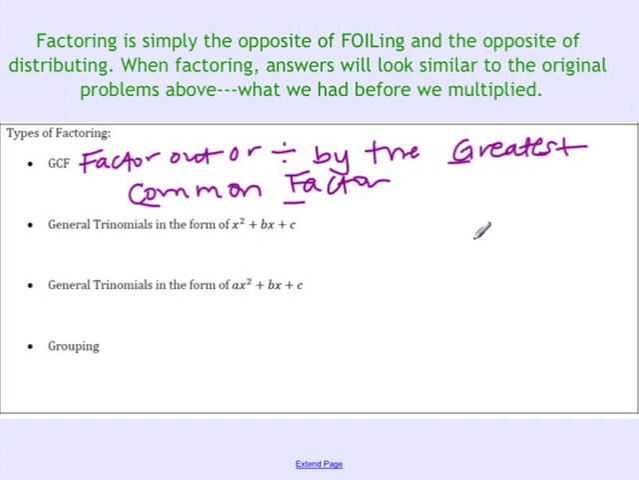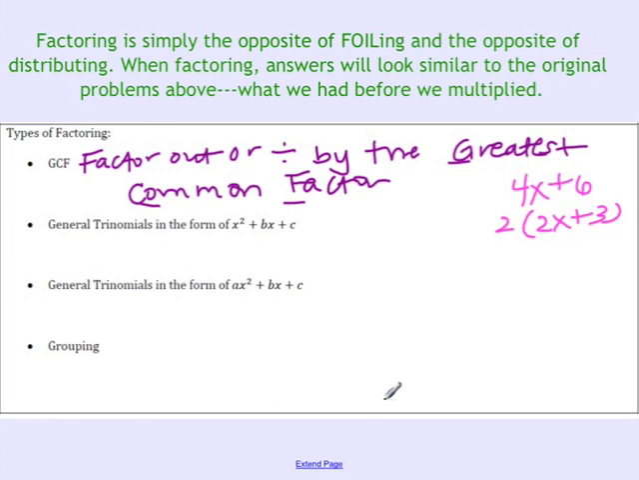Okay, so here's just a really quick example. If I have 4x plus 6, I notice they're both divisible by 2, so I'm going to put a 2 out in front, and I would have 2x plus 3. And if I were to distribute, I would get back to this. So here would be my factored GCF form.